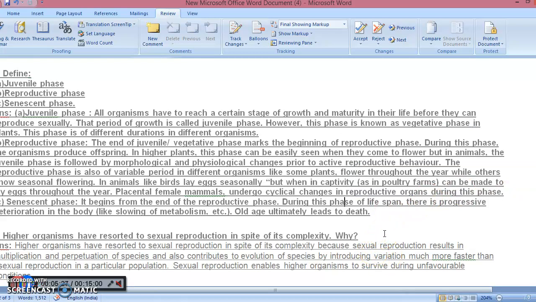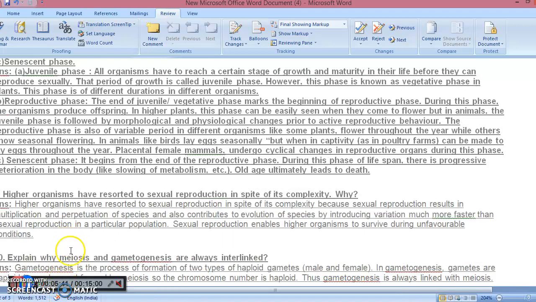It begins from the end of the reproductive phase. During this phase of lifespan, there is progressive deterioration in the body, like slowing of metabolism. So old age ultimately leads to death. Okay, that is the senescence phase. Next question: higher organisms have resorted to sexual reproduction in spite of its complexity. Once this question was asked, what's the answer?